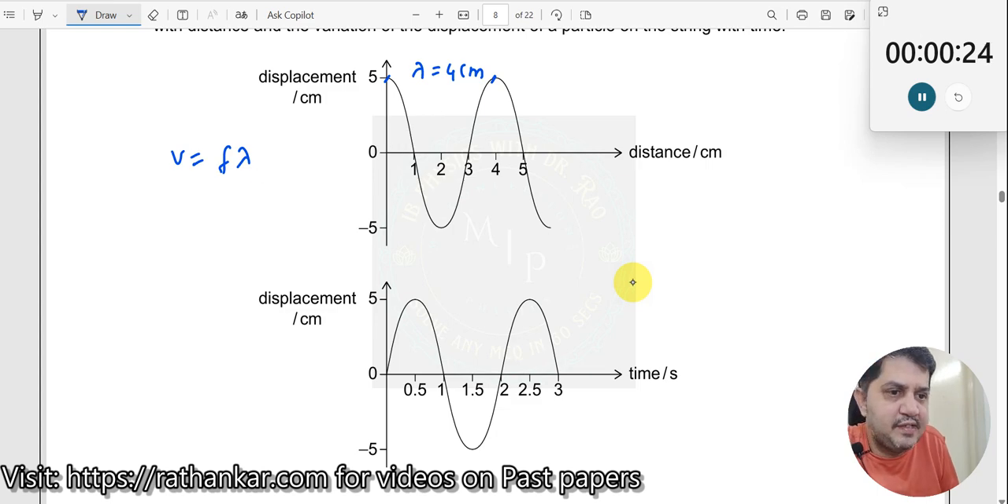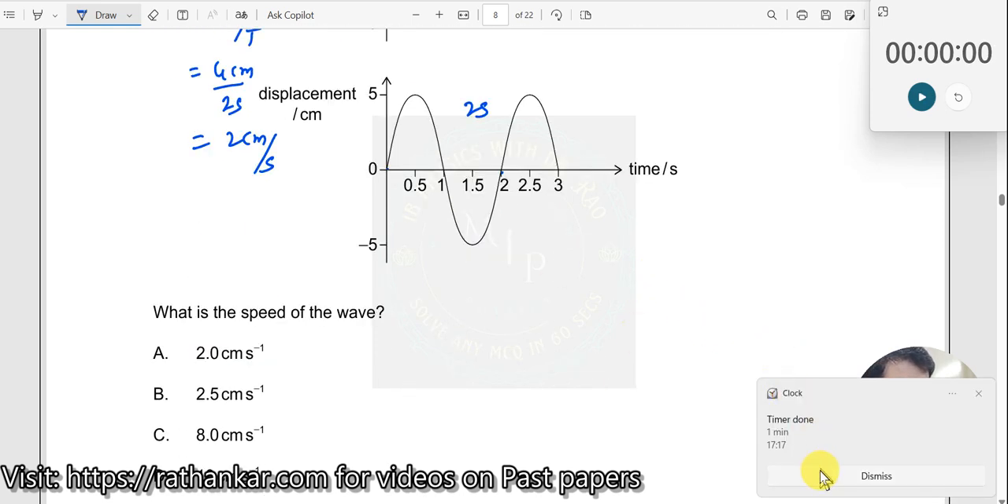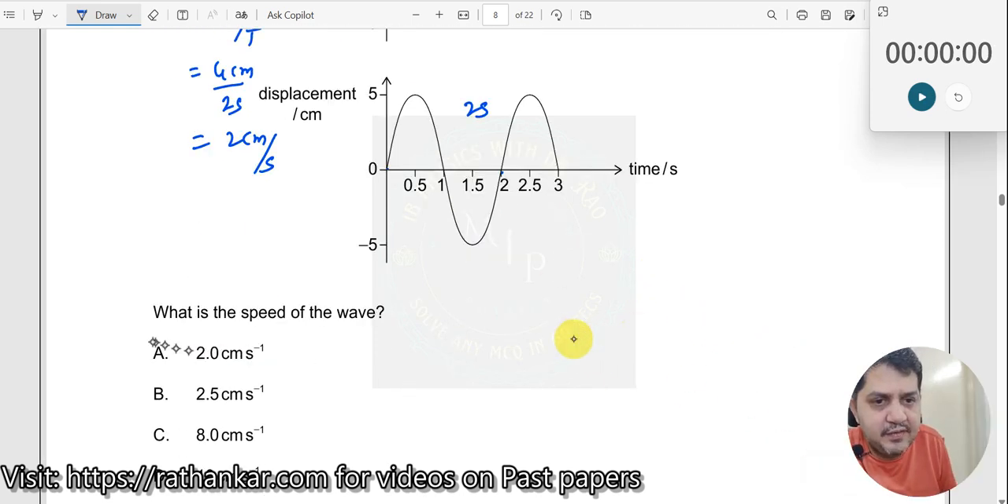If I know the frequency, I can easily do the problem now. But what is the frequency? I cannot get the frequency directly, but I get the time here. Starting from here to here, it is 2 seconds. So I can now write v is equal to lambda divided by time period, which should be 4 centimeter divided by 2 seconds, which is 2 centimeter per second. So the correct answer should be 2 centimeter per second, which is option B.